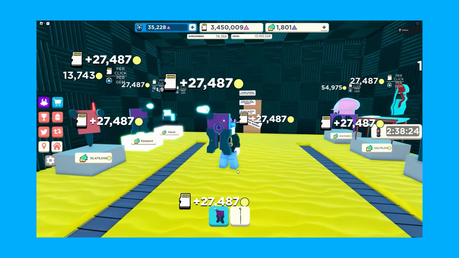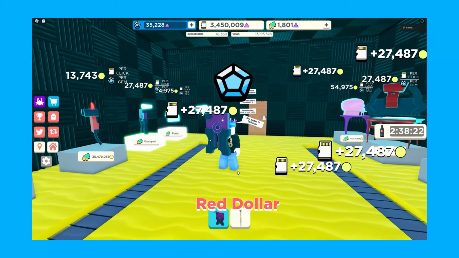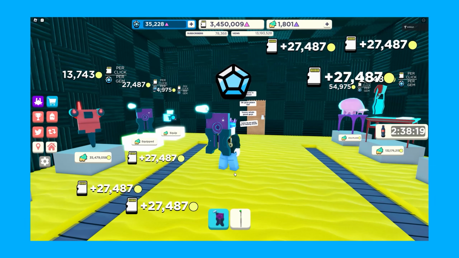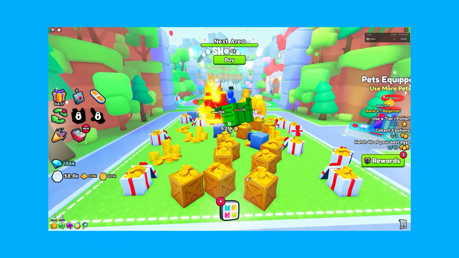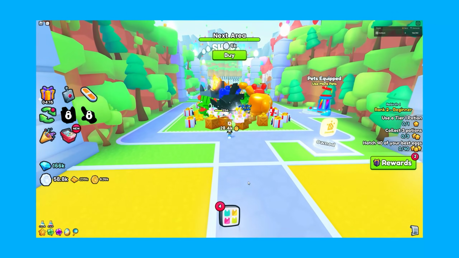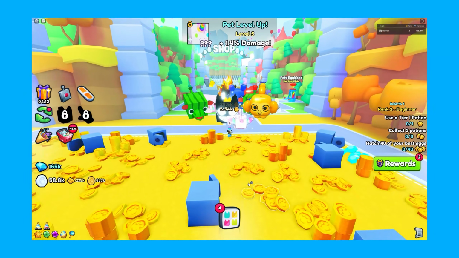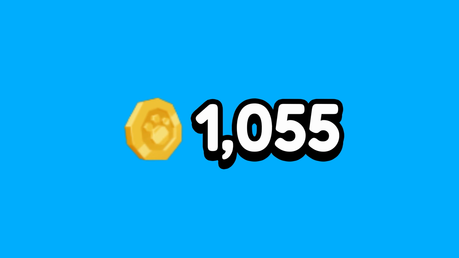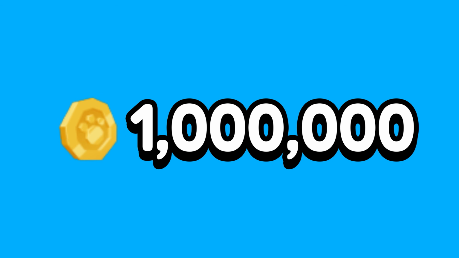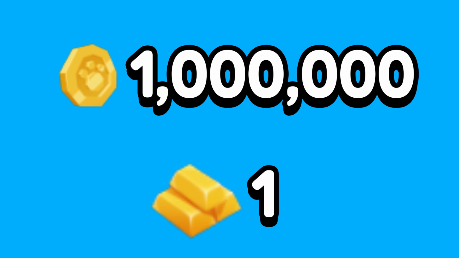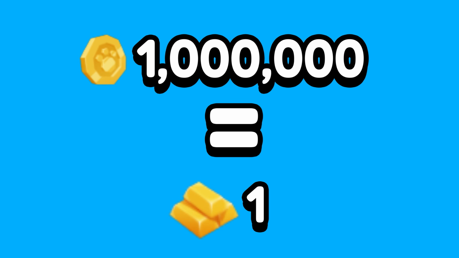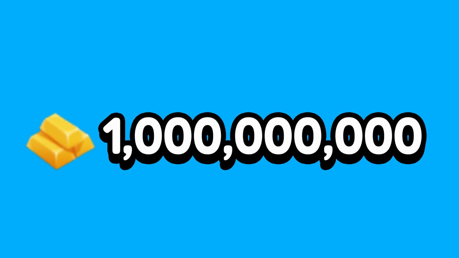However, some people might be a little bit confused when they see these circles and they don't know what they mean. Pet Simulator 99 had an interesting approach to this problem, and their approach was basically to say when you have 1 million gold coins, you have 1 gold bar. So basically 1 gold bar is 1 million gold coins, and then when you get 1 million gold bars, it becomes something else.